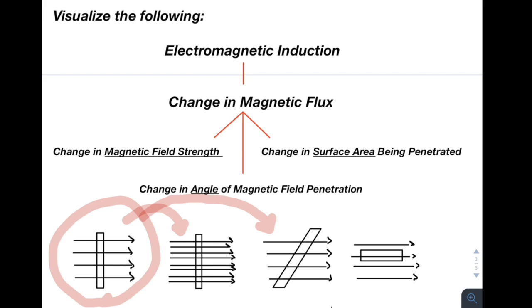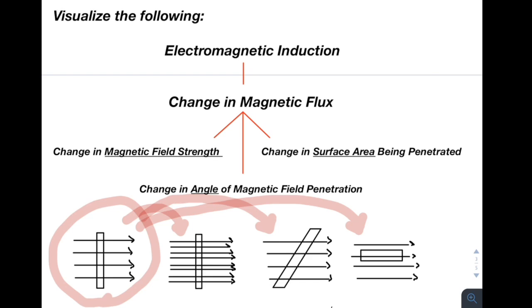And in the last scenario, we are changing the surface area and we are changing the angle of magnetic field penetration. So the surface area being penetrated has obviously decreased because now we only have 1 magnetic field line traveling through the surface area, whereas in the first scenario we had 4. And additionally, the angle at which this magnetic field is penetrating the surface area is essentially 90 degrees, because we want to consider it as the angle between the normal and the magnetic field.